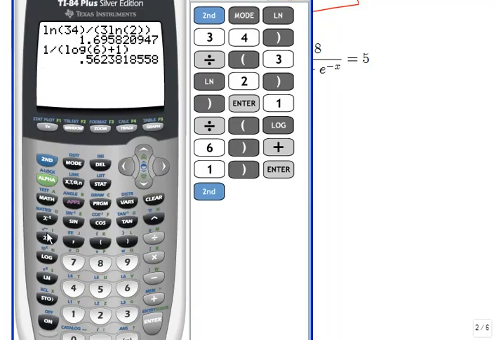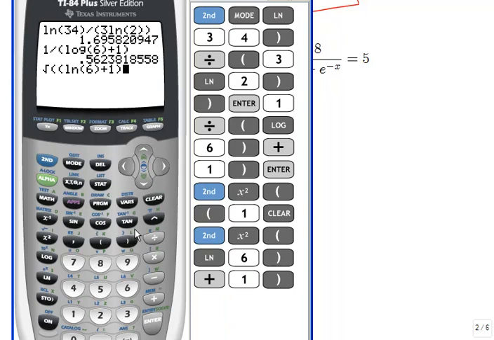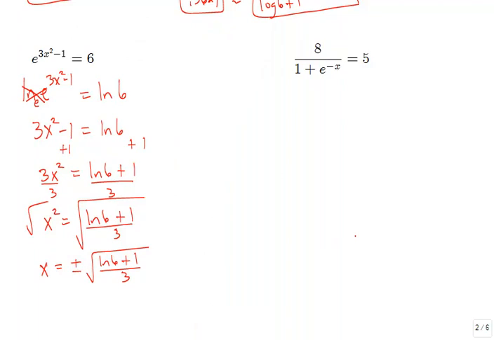So I'm going to go ahead and find the decimal. We want the square root of parentheses ln of 6 plus 1, close the parentheses, and I want all of that divided by 3, close the parentheses for the square root, and we get 0.9647, and it's plus or minus in front of that. So these are my two solutions, exact and approximate.